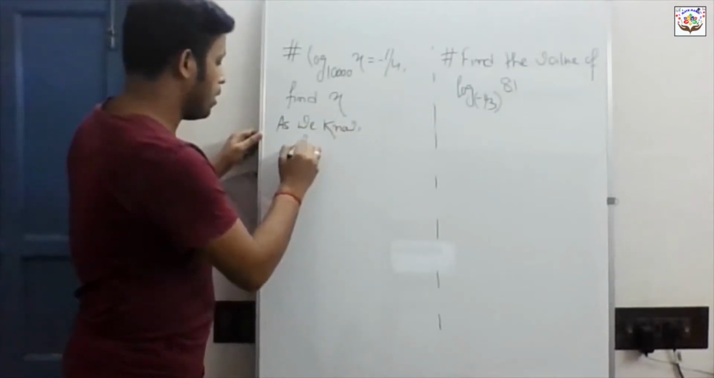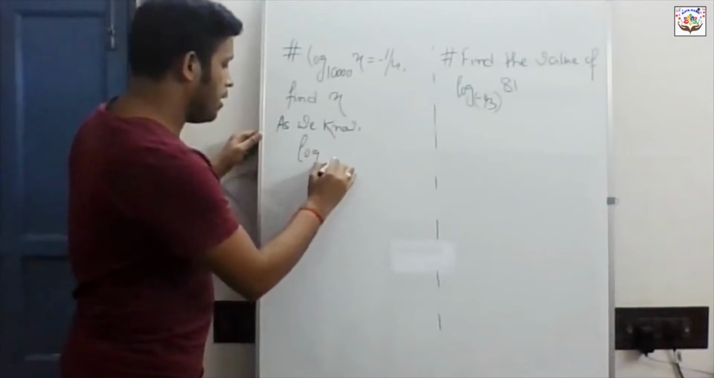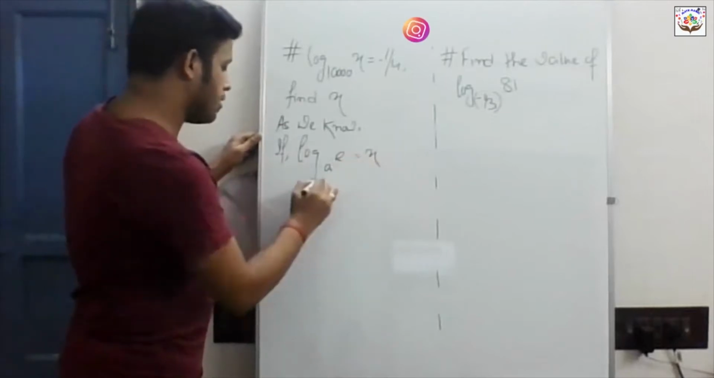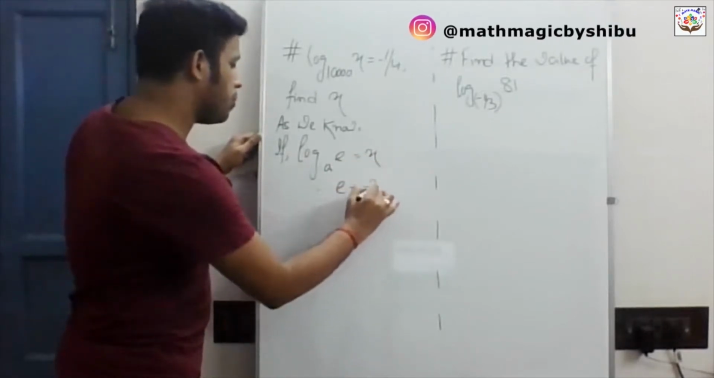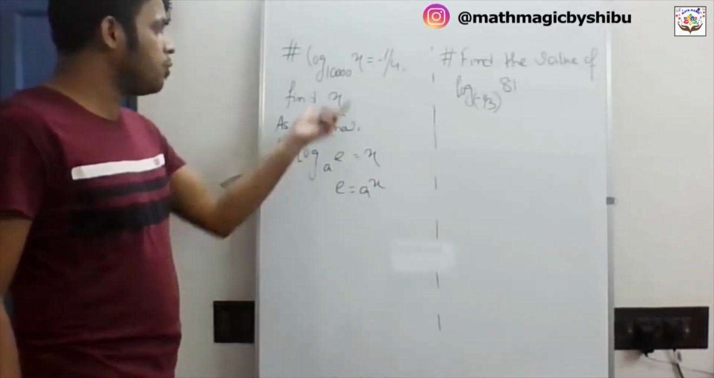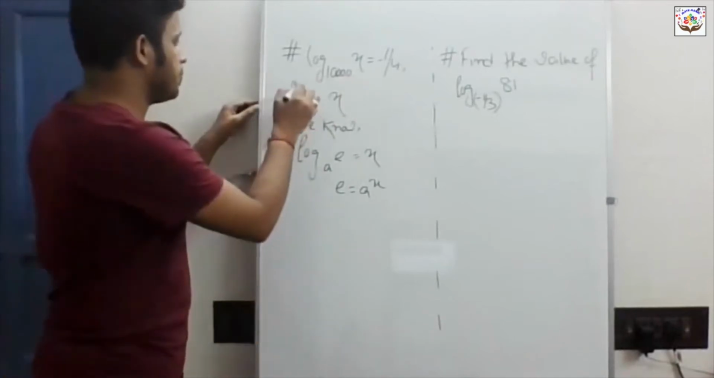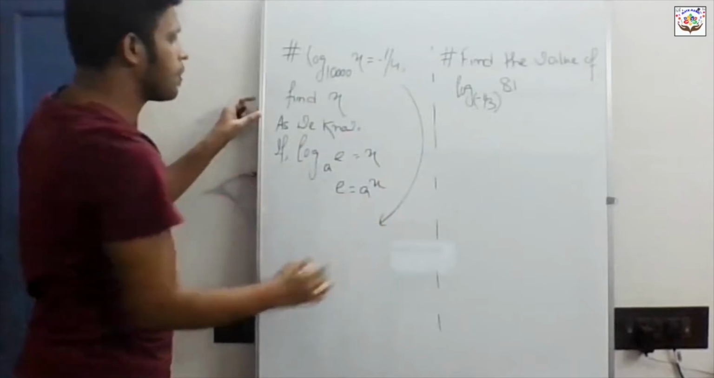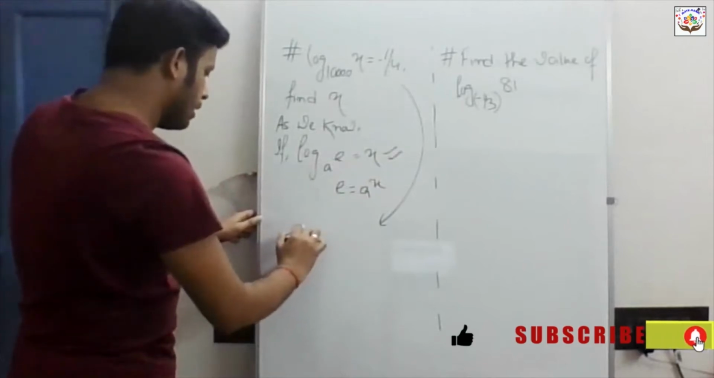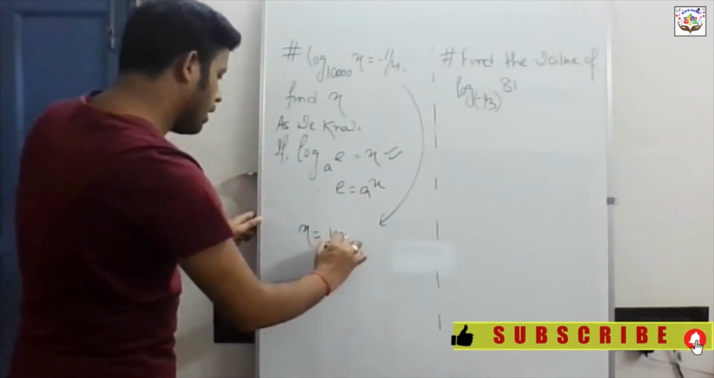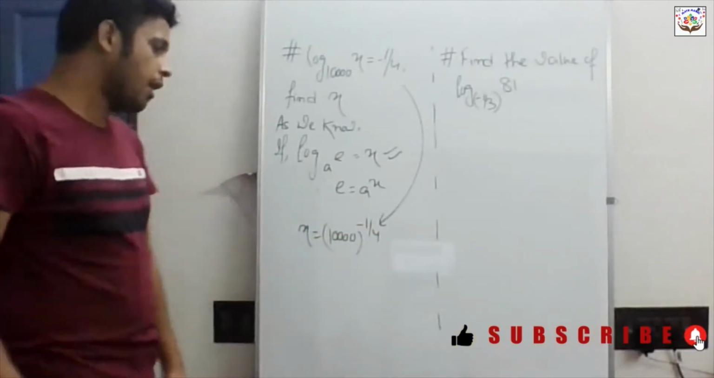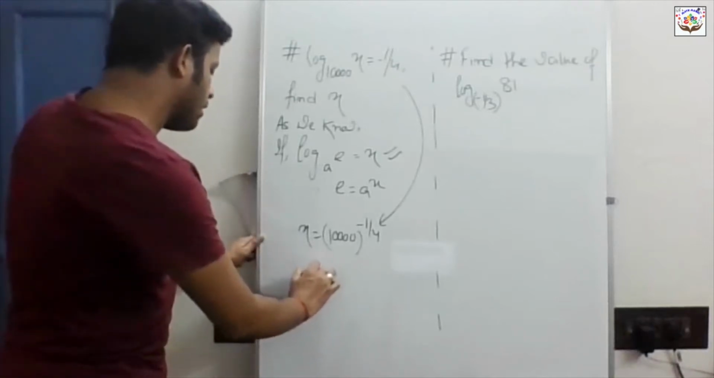As we know, if log of a base e equals x, then e equals a to the power x. This is a standard formula of logarithm. So as per this formula, just convert this form. Can we write from the main problem that x equals 10,000 to the power minus 1 by 4.